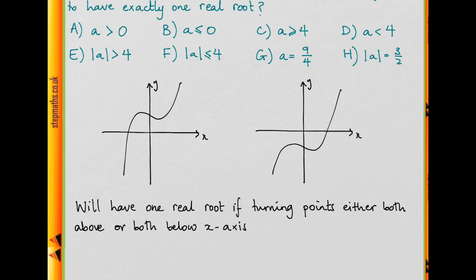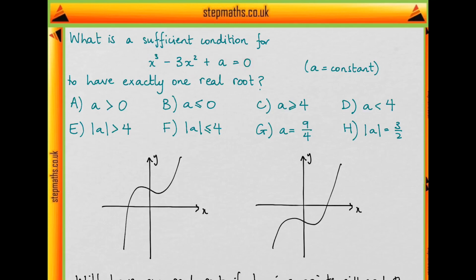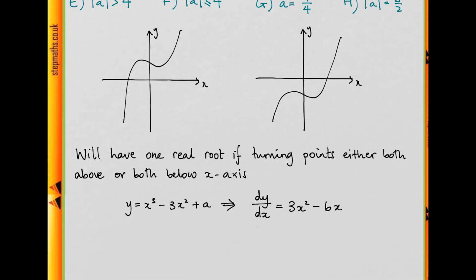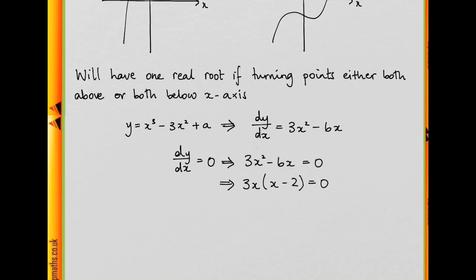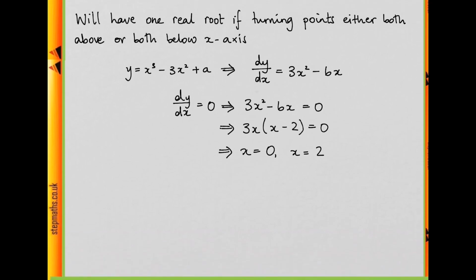of the x-axis. So if we differentiate our cubic, we're going to get our quadratic as 3x squared minus 6x, and then setting our derivative to 0 to find the turning points. 3x squared minus 6x equals 0 gives us either x equals 0 or x equals 2. And now if we substitute x equals 0 and x equals 2 back into our cubic to find the y values of our turning points, when we put x equals 0 into our cubic, we get that y is a, and when we put x equals 2 in, we get y is a minus 4.